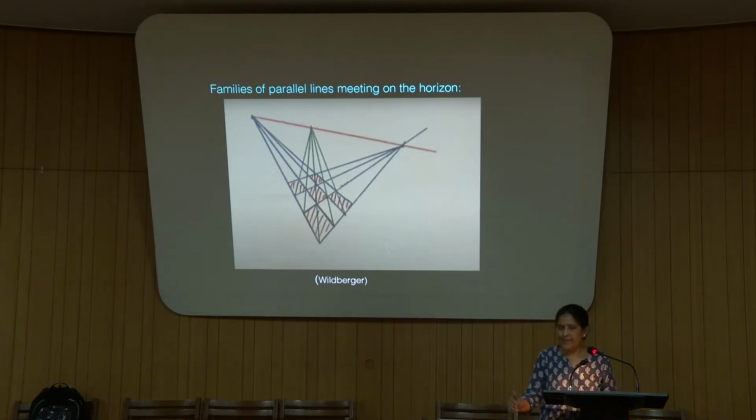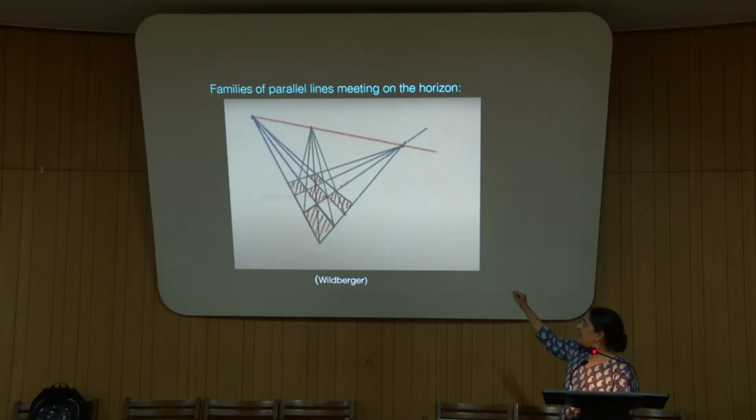And as I said, there can be various different families of parallel lines meeting at different points, and then you can join them and construct a picture. So here, these are floor tiles. You have a set of parallel lines meeting at one point, a set of diagonals meeting at yet another point, a set of parallel lines again meeting at yet another third point.